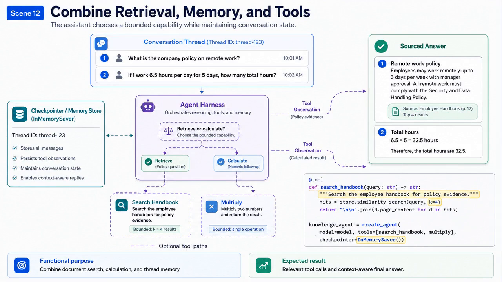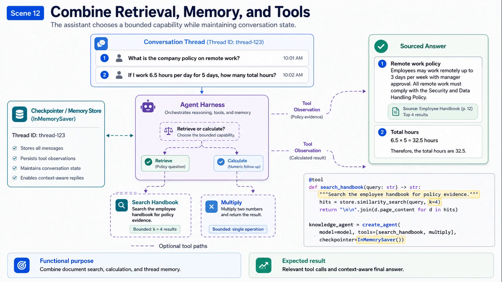The complete assistant exposes document search as a tool and preserves each conversation with a checkpointer. A policy question can trigger retrieval, while a numerical follow-up can trigger calculation. The model sees the current request, relevant thread history, available tool definitions, and returned observations. This is different from a fixed RAG chain, the agent decides whether retrieval is necessary.